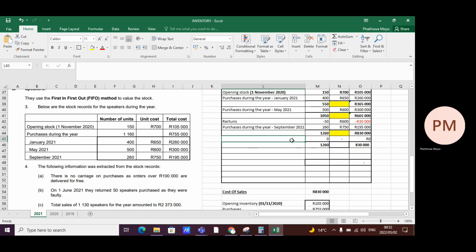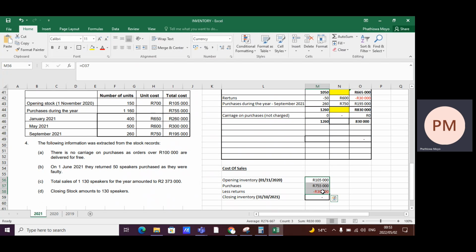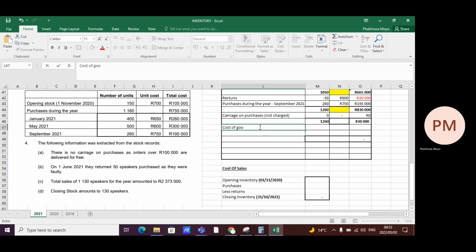Okay. Carriage and purchases. They're saying here there is no carriage and purchases as orders over 100,000 are delivered for free. So yes, 755,000 is over 100,000. Okay. I'm gonna show you how we did this. Okay, so closing stock. So sales, cost of goods sold.